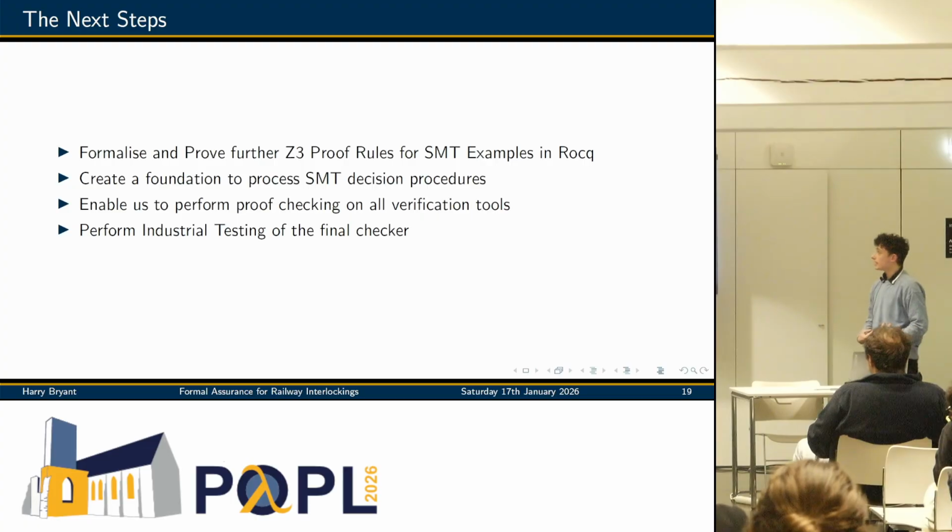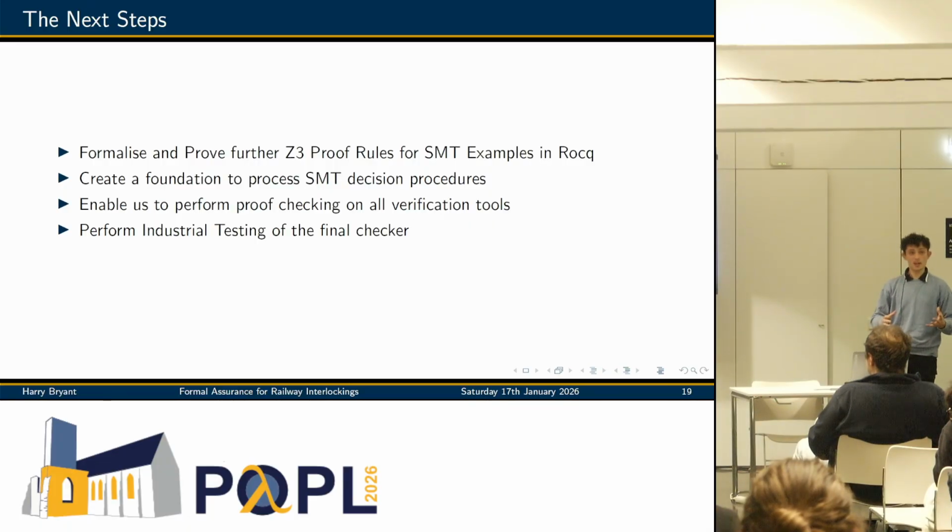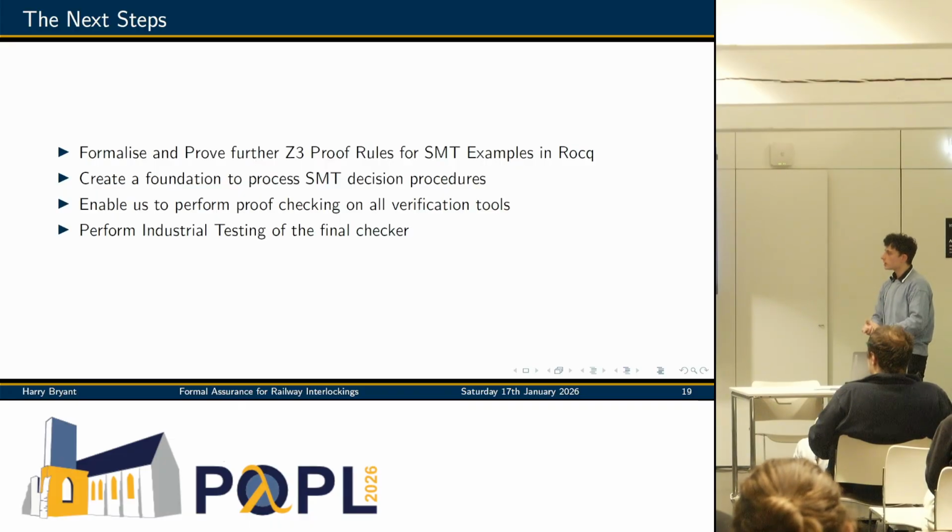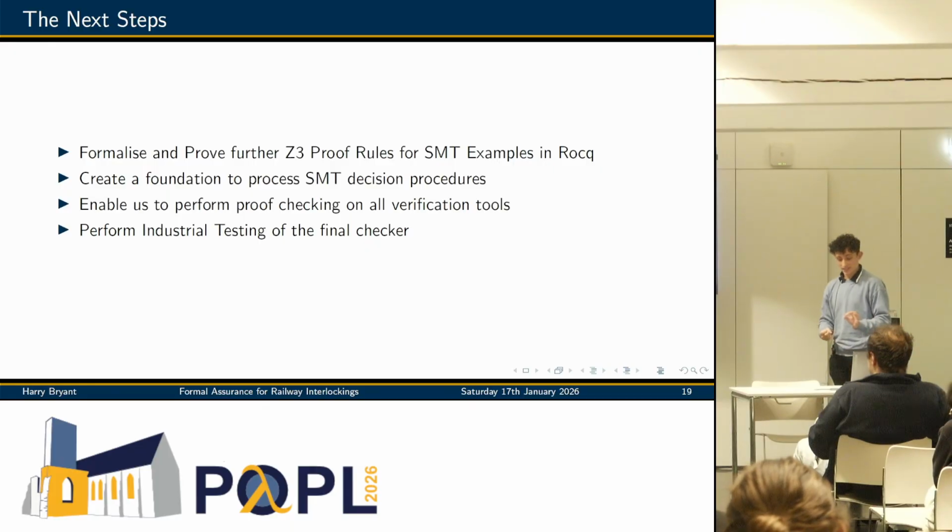So the next steps for me are to formalise and prove the further Z3 rules so that we can expand it to the SMT logic, and that will allow us to use this on all of our verification tools, not just the one that we've currently applied it to with the SAT logic. For this, we're trying to make a foundation that's sort of a plug and play kind of approach, so that as new rules are developed, it's as easy as possible, kind of how we did it with the whole logical entailment proofs. And the last stage is to basically perform as much industrial testing on the final checker.